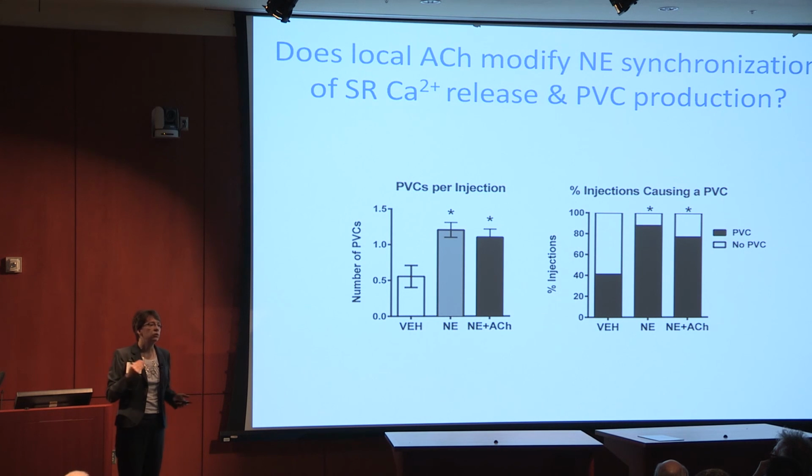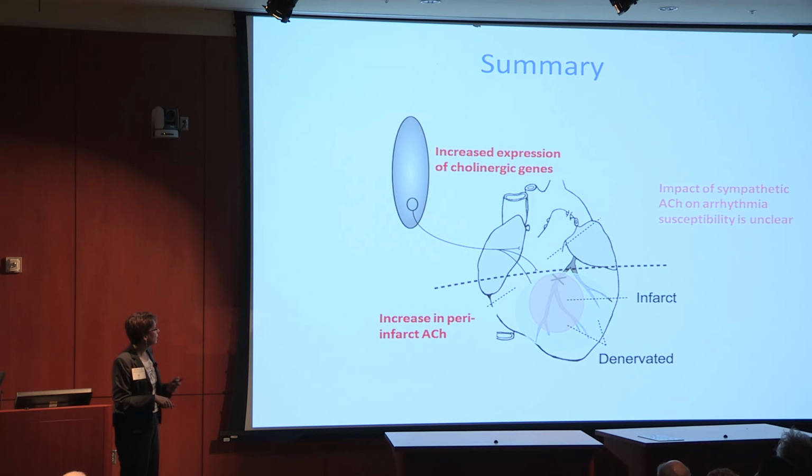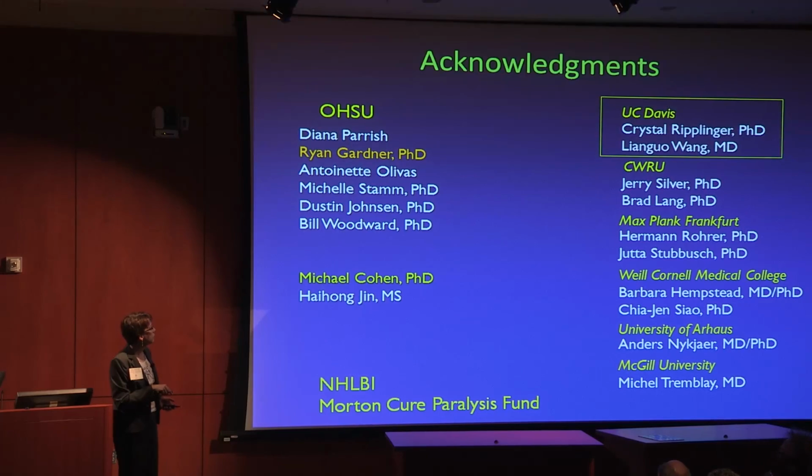So we're very interested to get ideas on what kinds of things we should be doing to get at, if sympathetic nerves are making acetylcholine, how can we unearth what's going on there? So there is acetylcholine. We don't know yet for sure that it's from the sympathetics, or what it's doing to arrhythmia susceptibility.